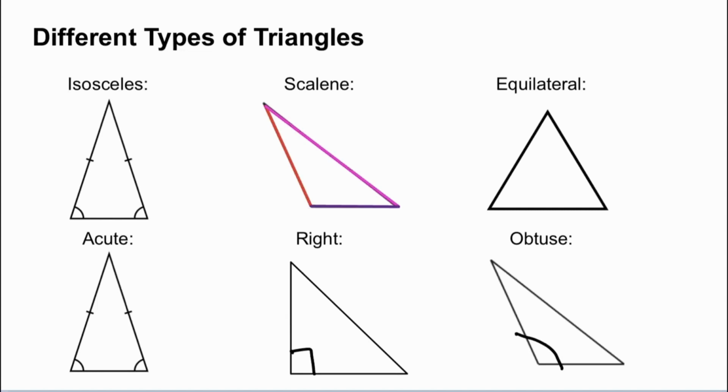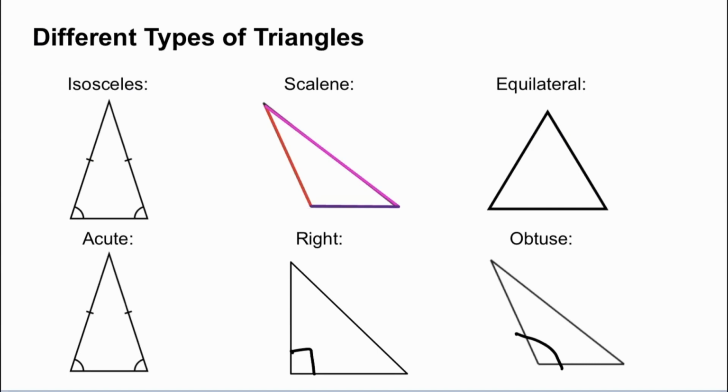Now for equilateral. As the name implies, it just means that all 3 sides are equal in measure, they're all identical, and that also means that all the angles within the equilateral triangle are equal as well. They're all going to have a measure of 60 degrees, and we'll talk about a bit why later.